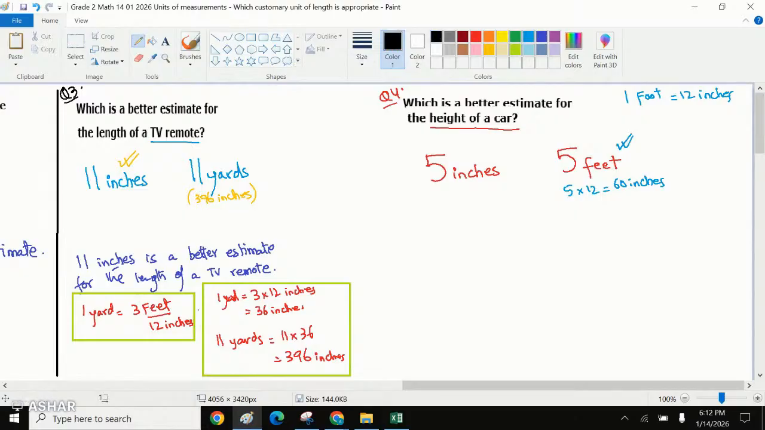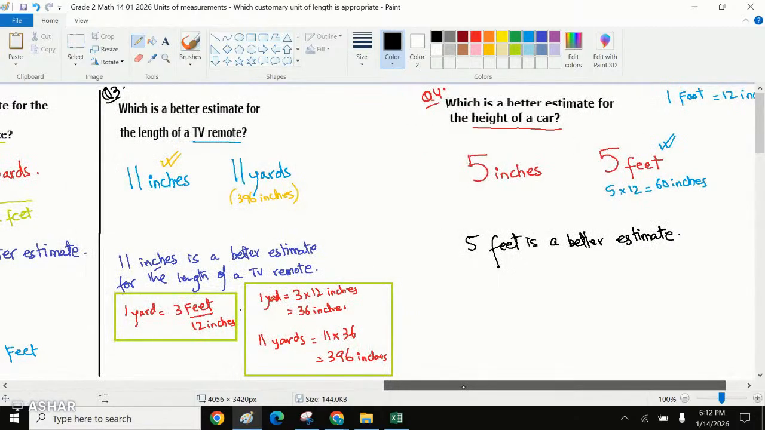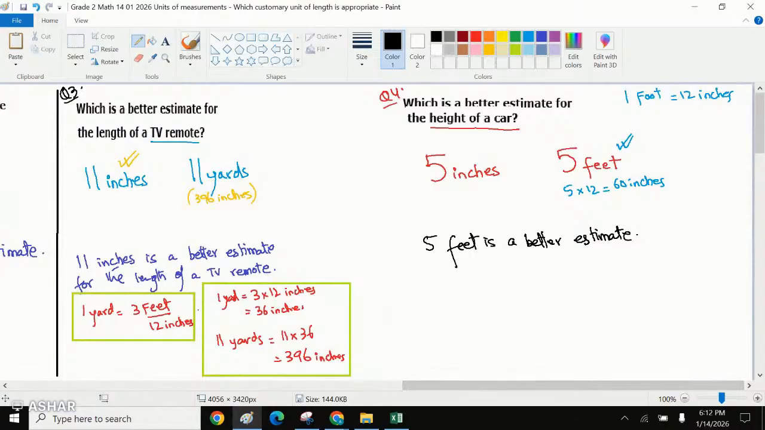So we can say 5 feet is a better estimate, right? For the height of the car. We cannot have 5 inches, okay? Thank you so much. Let's go to the next question.